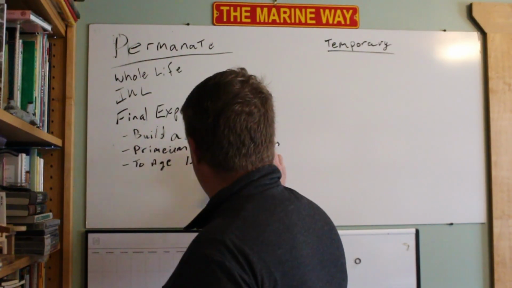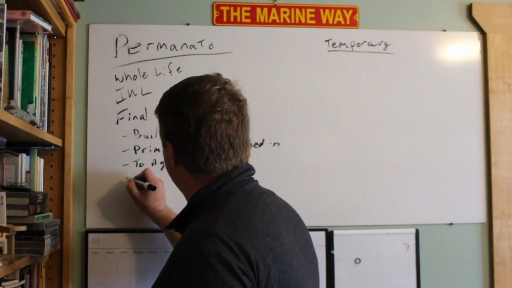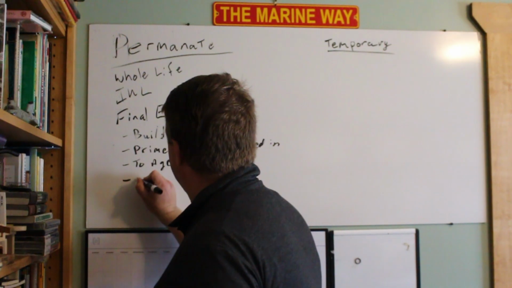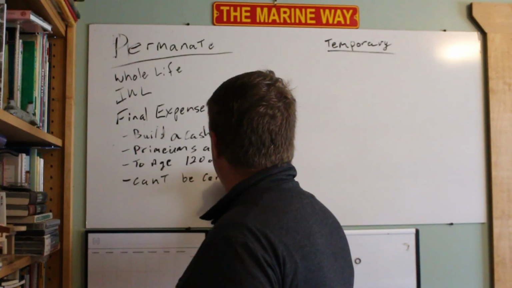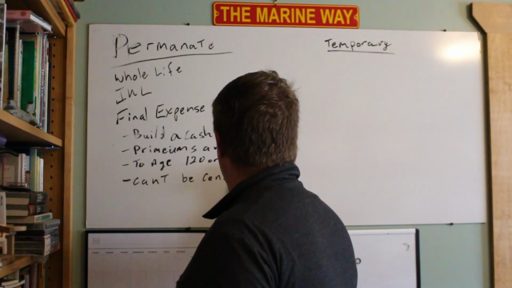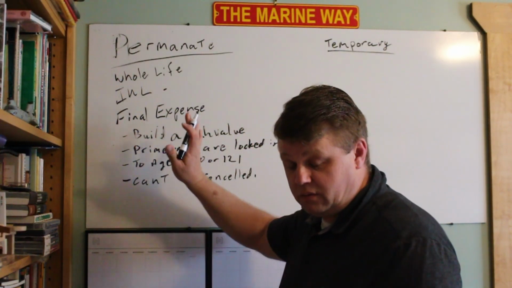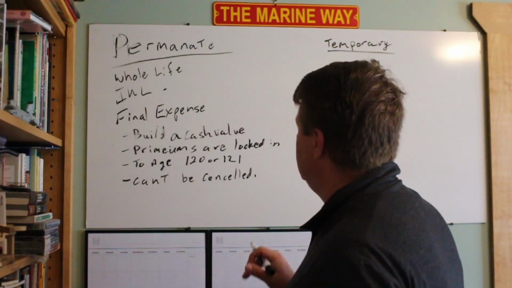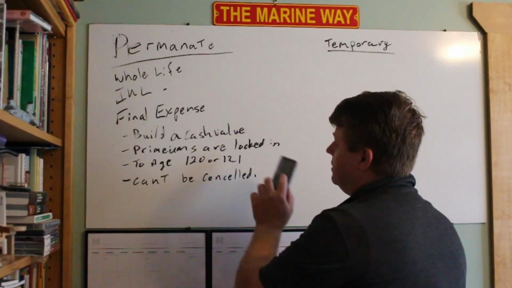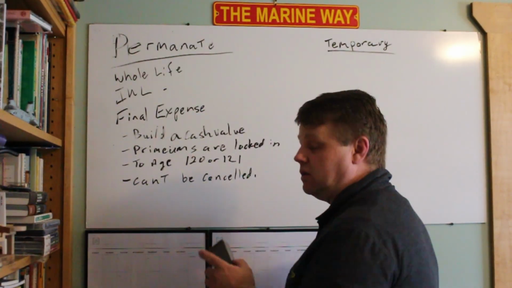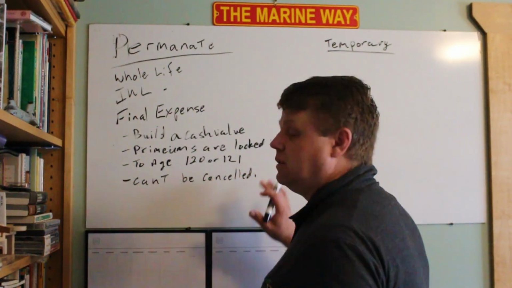So build the cash value, permanent, premiums locked in, to age 120. Can't be canceled as long as you're paying the premiums. IUL is a special case. We'll cover that here in a little bit, right? But basically, permanent insurance, built to cash value, premiums are locked in, designed to go to age 120 or 121, depending on the company, and can't be canceled, right? All very good things.